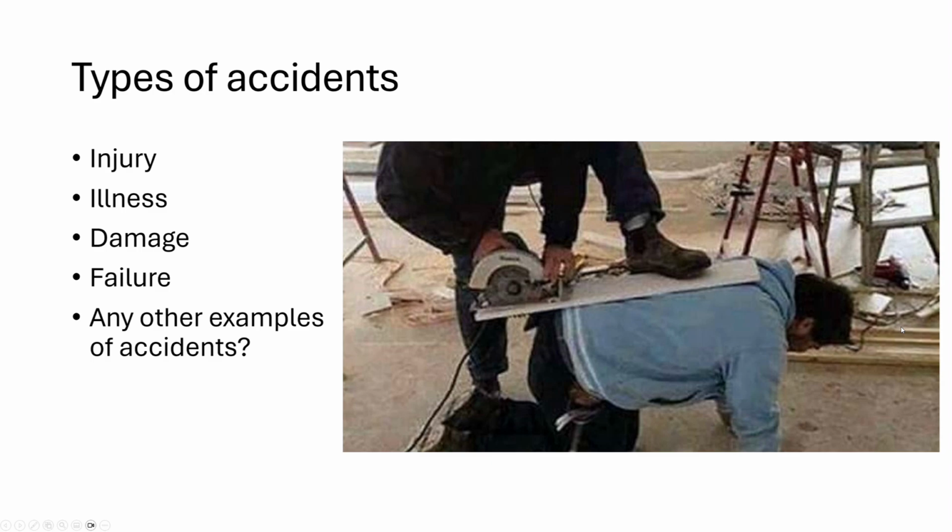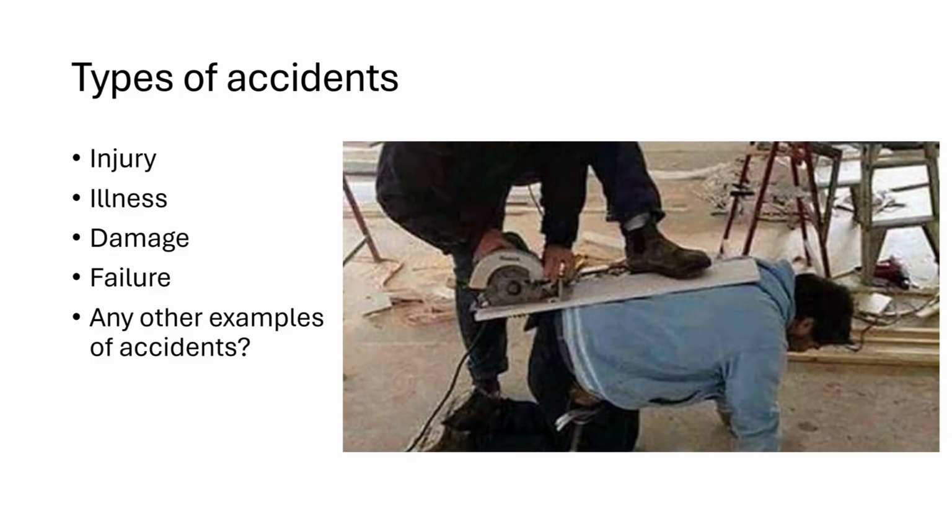So now looking at types of accidents, we have injury and illness. We talked about those. Damage. This can be property damage. This could be reputational damage, economic damage. Failures. So was there just a failure of a process, and maybe luckily it didn't result in any of the previous three, but there was still something noteworthy here.